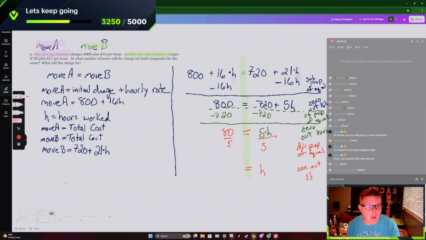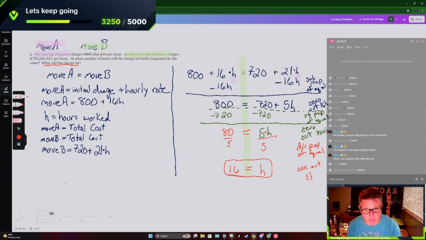All right. And then we're going to do 80 divided by 5. So 5 goes into 8 one time, and we've got 3 left over, and 3 and 0 make 30, so 5 goes into 30 six times. So it is going to take us 16 hours, so that mover A is going to be equal to mover B. So now what they're asking us to do is find out what that amount is.